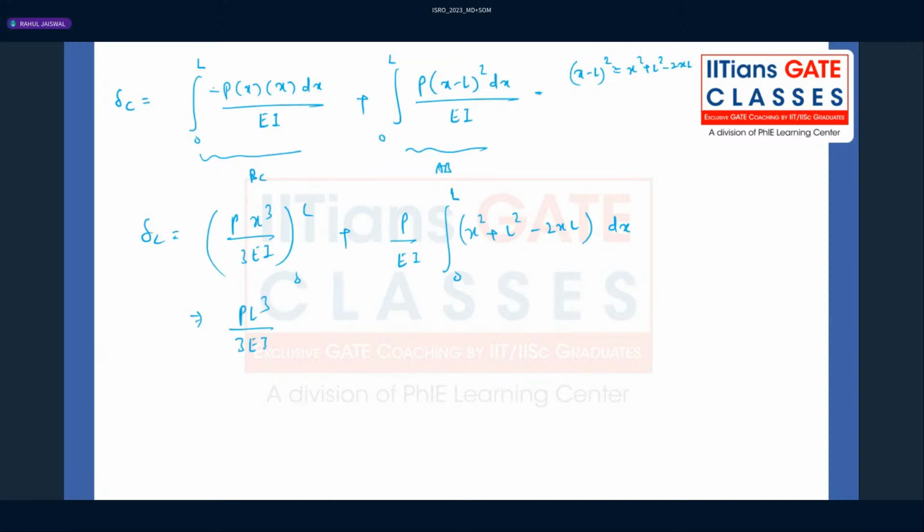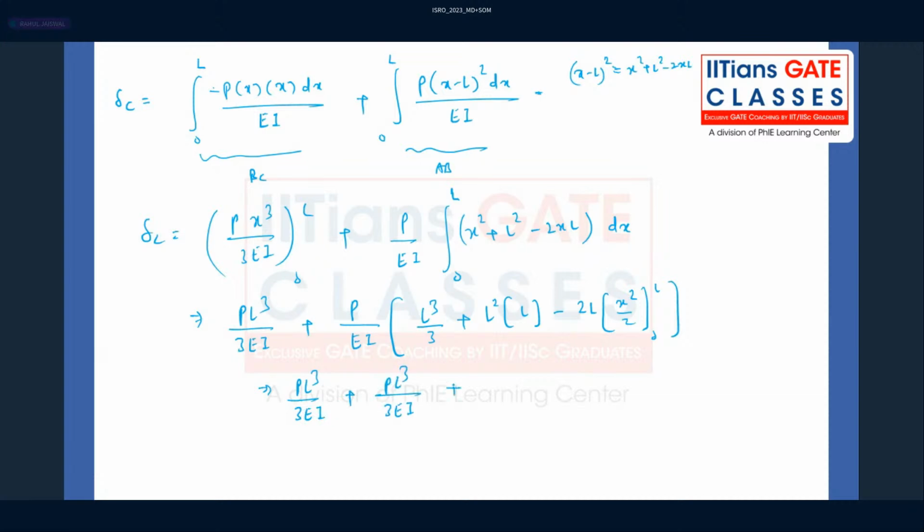PL cube divided by 3EI, plus PL cube divided by 3EI, plus PL cube divided by EI minus PL cube divided by EI, right? So this will cancel out. You will be getting 2PL cube divided by 3EI. So this will be the answer for deflection at point C.